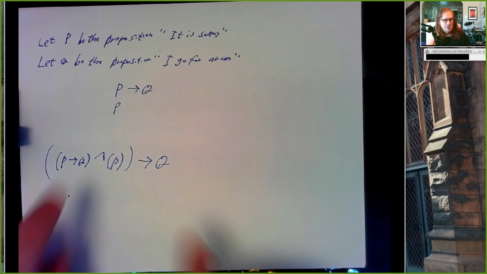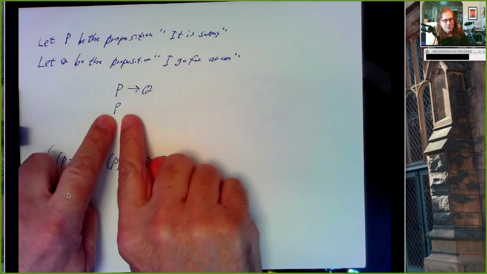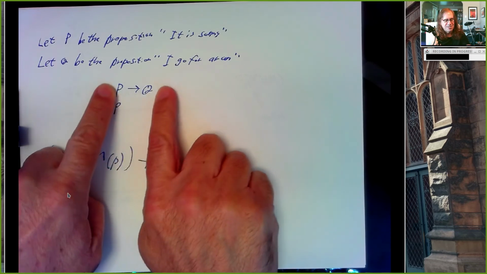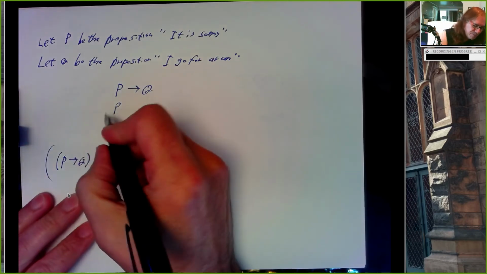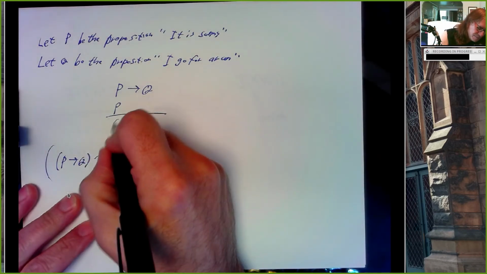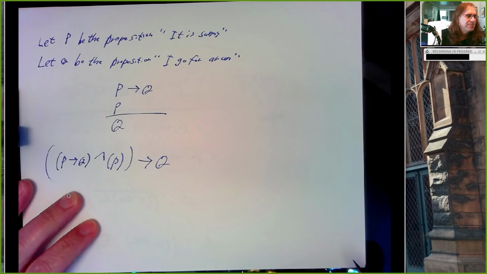All right, so we don't know if P implies Q is true. We don't know if P is true. All this is saying is if this is true and this is true, then Q is also true. And we'll write this like an algebra equation. We'll write it like this.